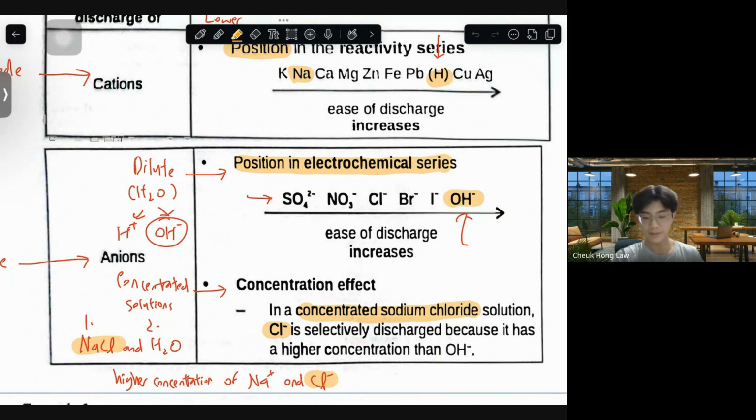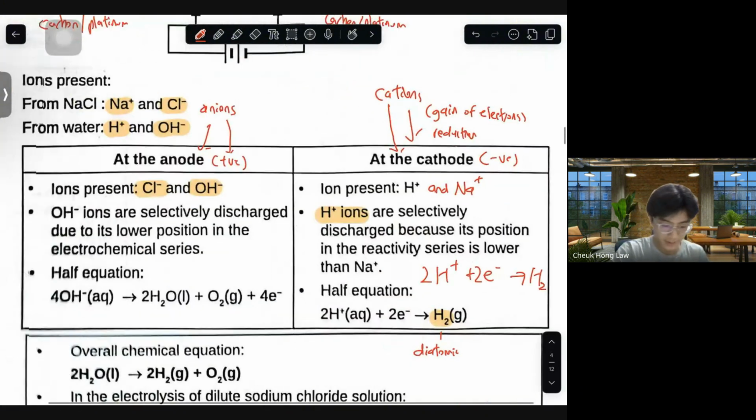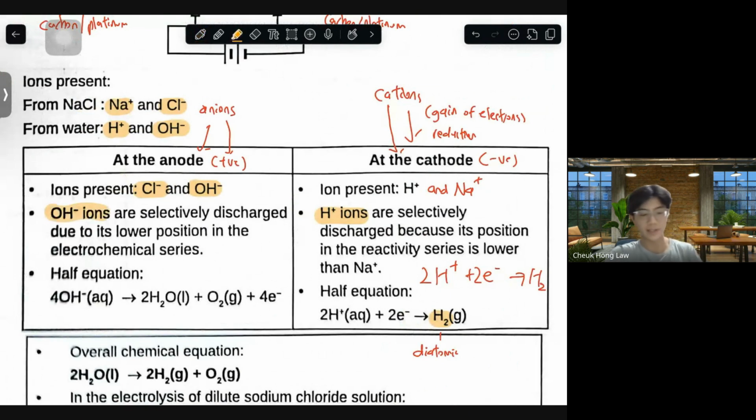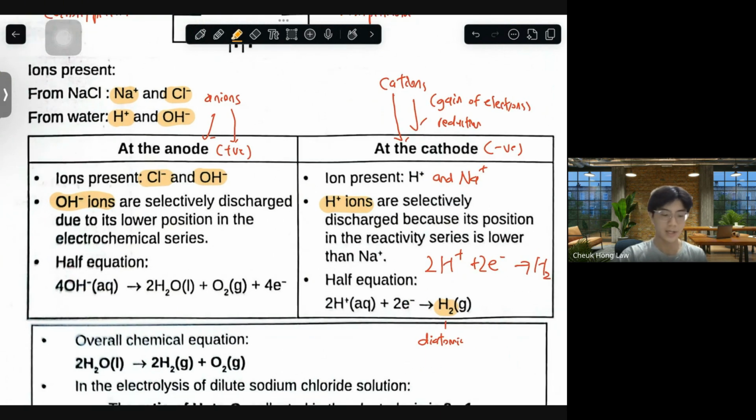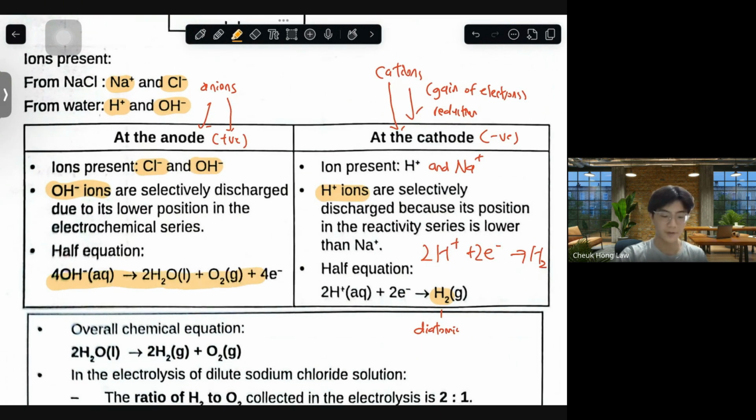Position in the electrochemical series, which will always be OH minus. Just remember, in dilute solution, the anion that is selectively discharged is always OH minus. OH minus will be selectively discharged because it's always at the lowest position in the electrochemical series. So it cannot compare to anything else. And then, like I said, this half equation you have to memorize. There's no point thinking of how to write it down.